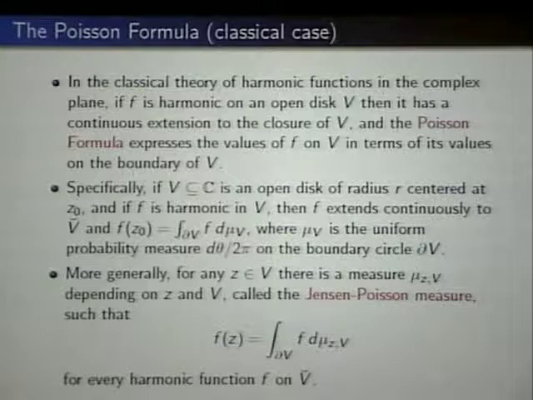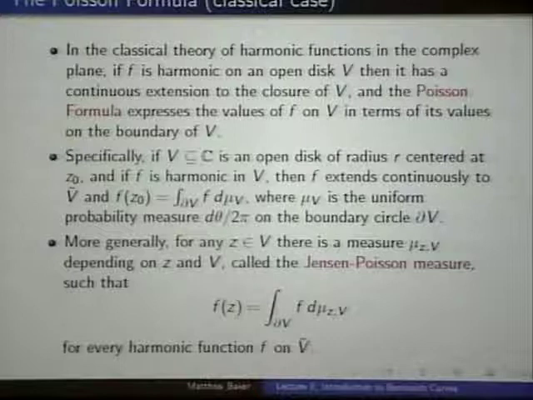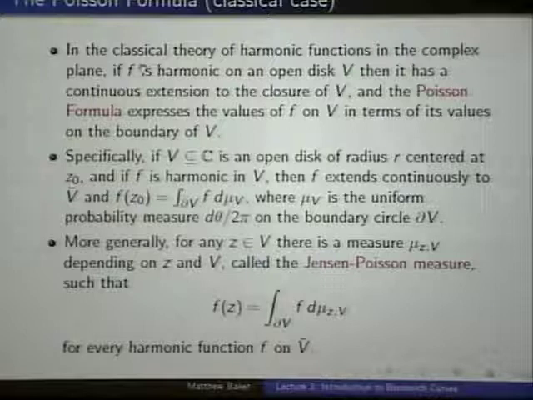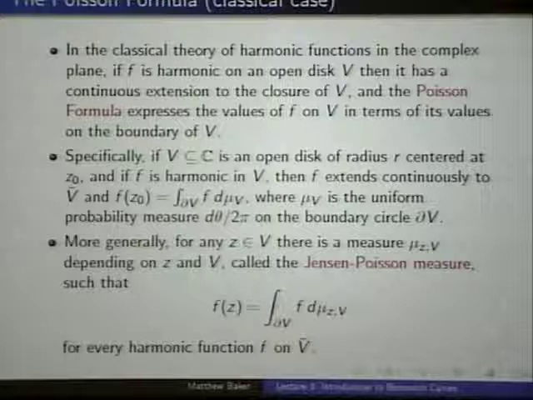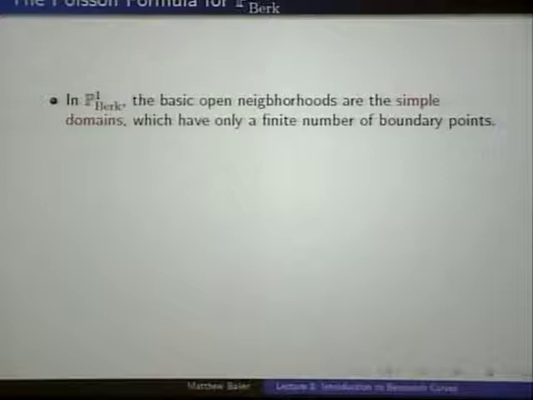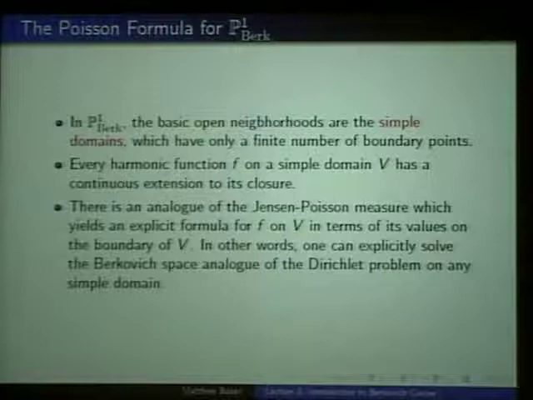And I claim there's a very precise analog of this for Berkovich space. Now in C, disks are the basic open neighborhoods of points. In Berkovich space, the simple domains are the basic open sets. And so one would like a description not just for disks, in which case there are no non-constant harmonic functions, so it wouldn't be very interesting, but for simple domains, it's an interesting theory. So what happens is every harmonic function on a simple domain, I already mentioned this, extends continuously to the closure. And there's an analog of this Jensen-Poisson measure, which gives you an explicit formula for any harmonic function inside this domain in terms of its values on the boundary. So you can explicitly solve the Dirichlet problem on Berkovich space for simple domains.